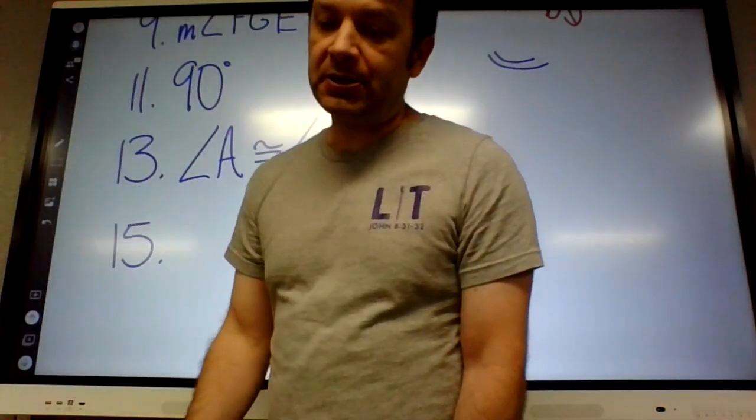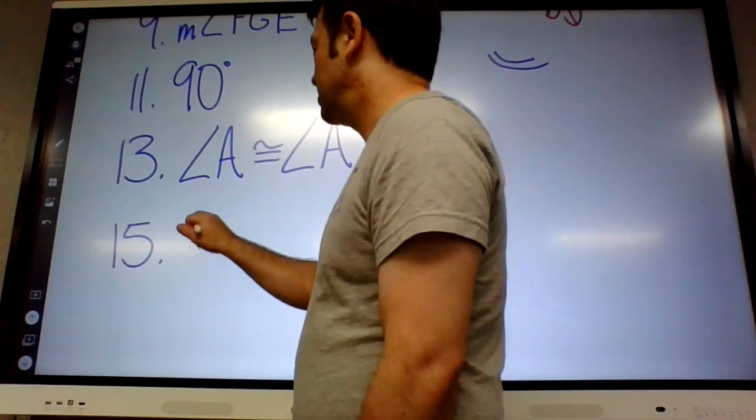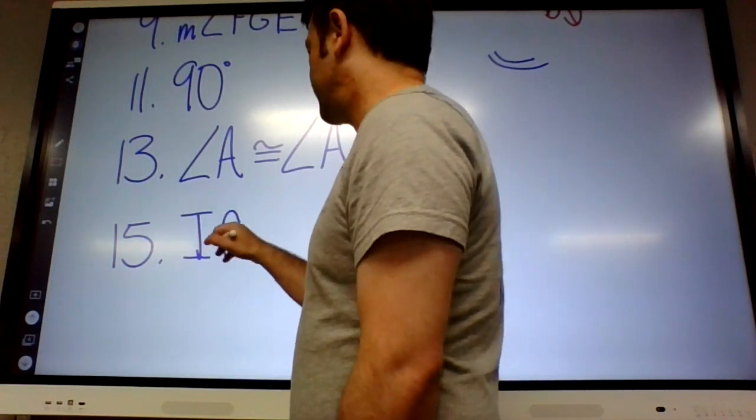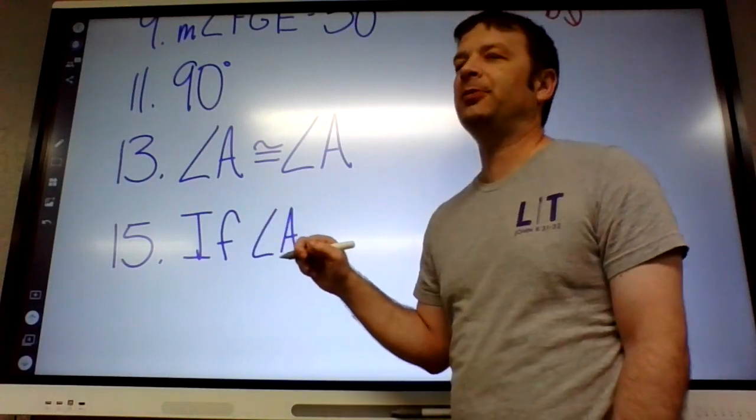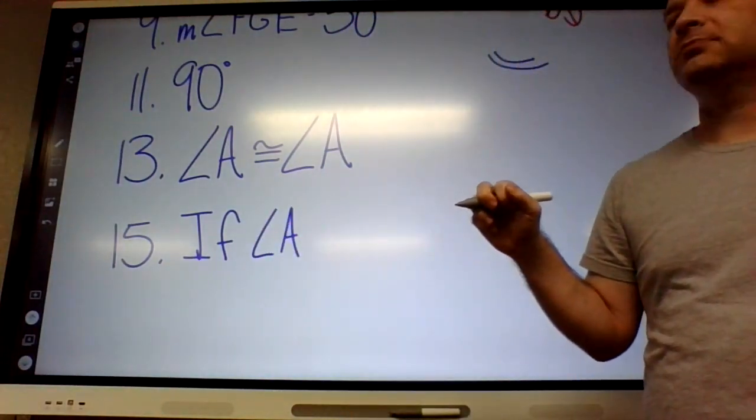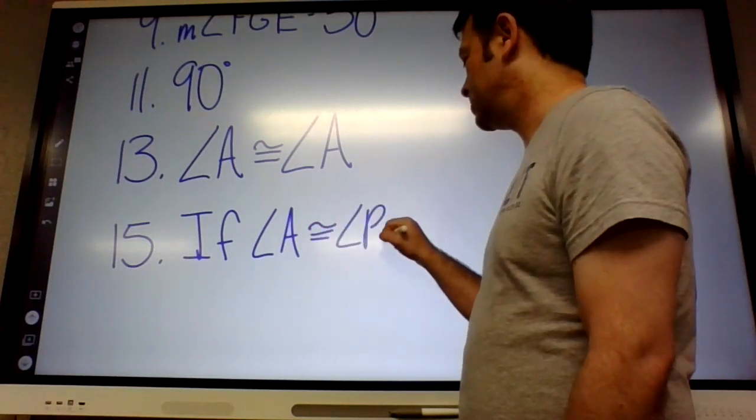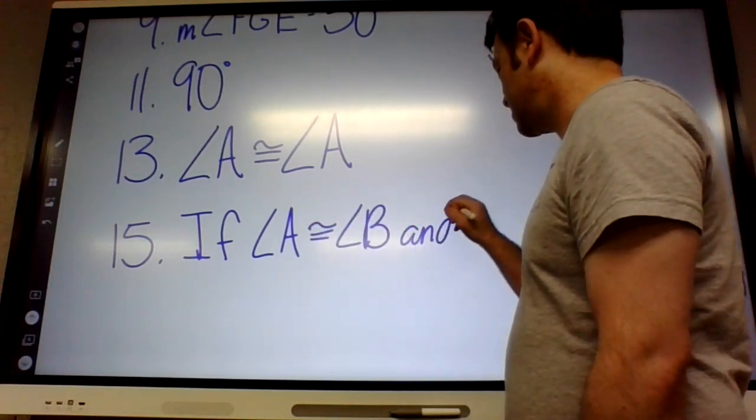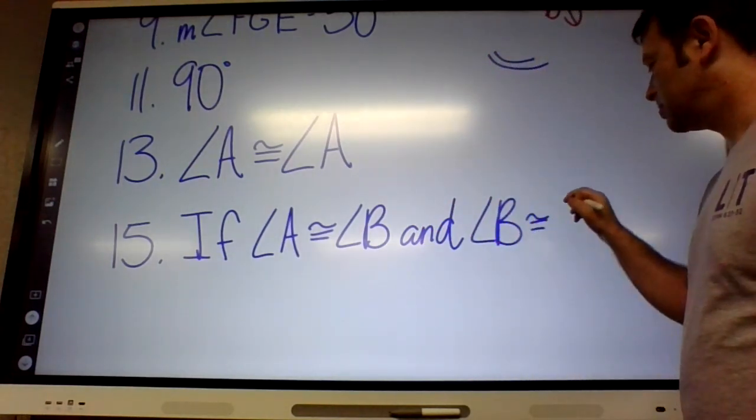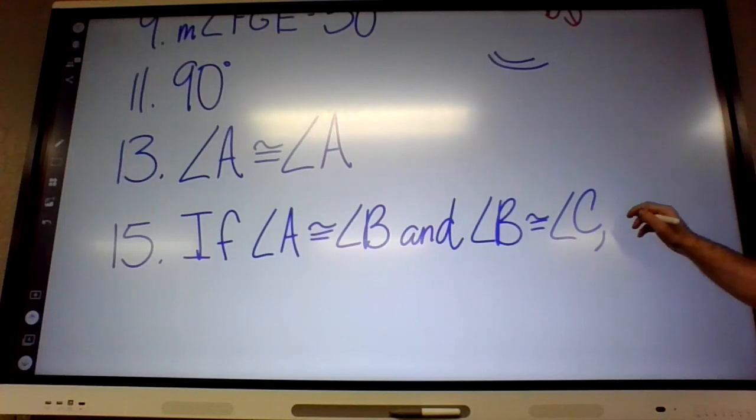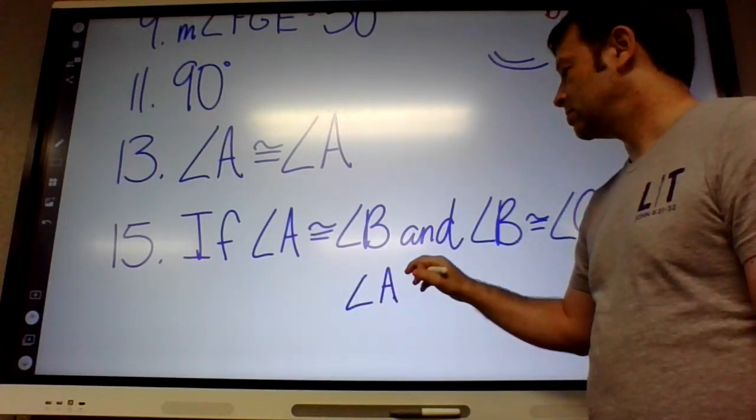15 says the transitive property. Oh, you should recognize this one. If angle A, what was the transitive property? If angle A is congruent to angle B, and angle B is congruent to angle C, then angle A is congruent to angle C.